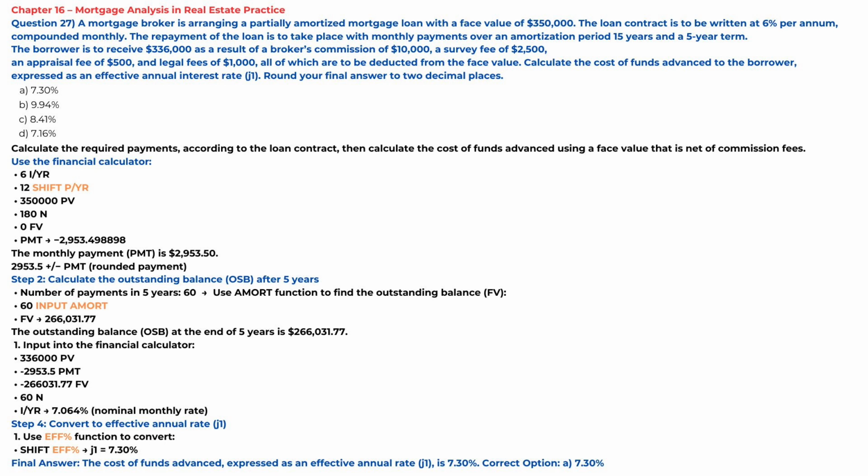Using the financial calculator, punch in these values. 6 IYR, 12 shift PYR, 350,000 PV, 180 N, 15 years times 12 monthly payments, 0 FV. Press PMT, calculator displays minus 2953.49898, 2953.5 plus and minus sign, and then press PMT, rounded payment.